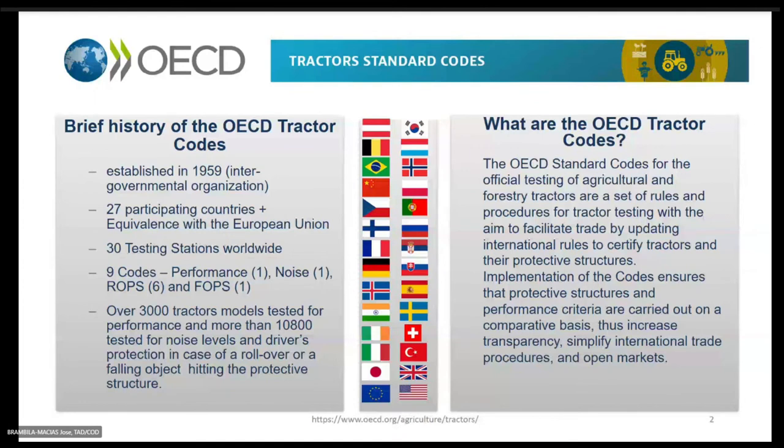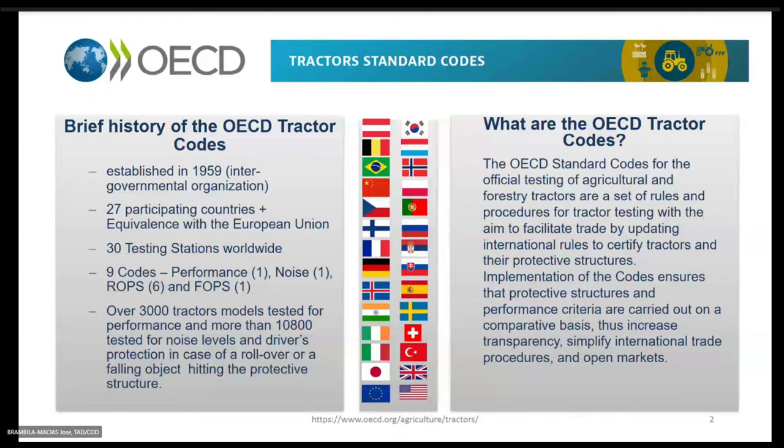We have 9 codes or test procedures. We have 1 code that will test the performance of the tractor, the engine of the tractor. We have 1 ergonomic code that will test the noise levels inside the cabin of the tractor. And then we have 7 codes that will test the strength, I mean, the safety of the protective structures of the tractors in case of a rollover accident.